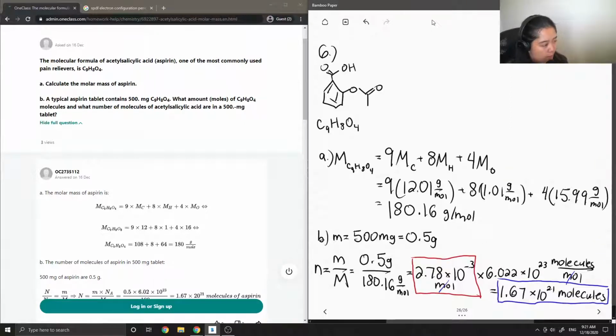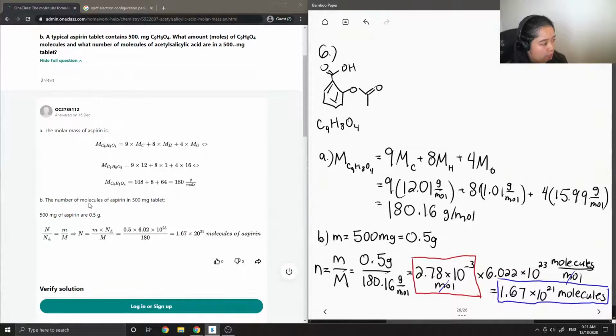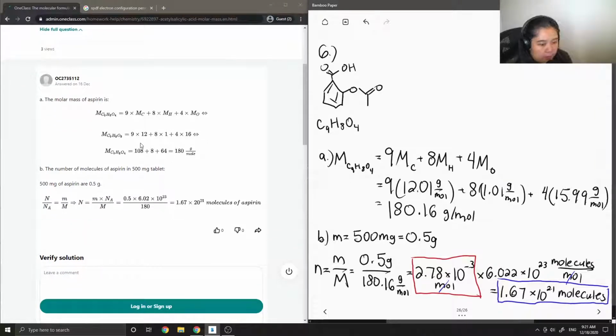Okay, so let's see what the junior tutor said. The molar mass of aspirin is 9 times the molar mass of carbon plus 8 times the molar mass of hydrogen plus 4 times the molar mass of oxygen. And they had fewer decimal places, but still ended up with around 180 grams per mole. The number of molecules of aspirin in a 500 milligram tablet.